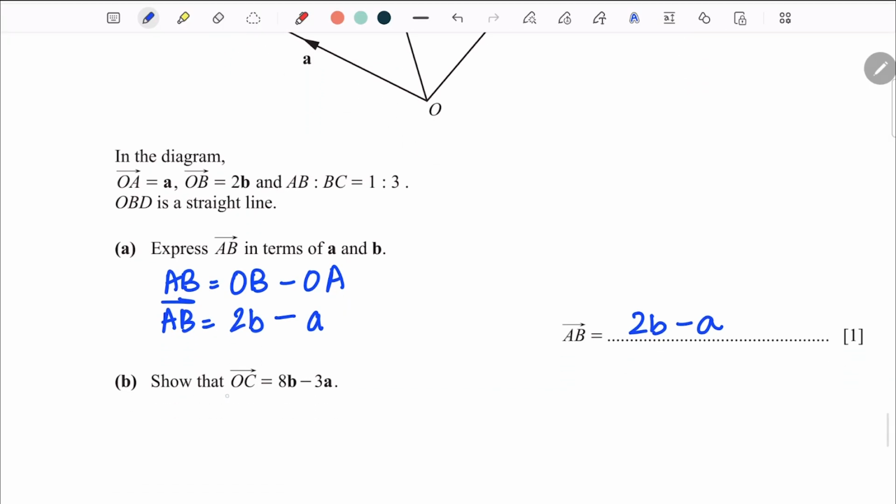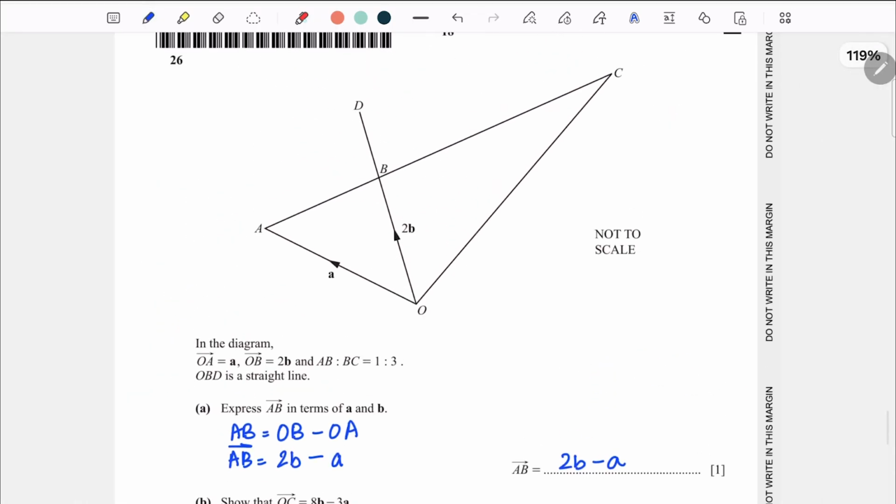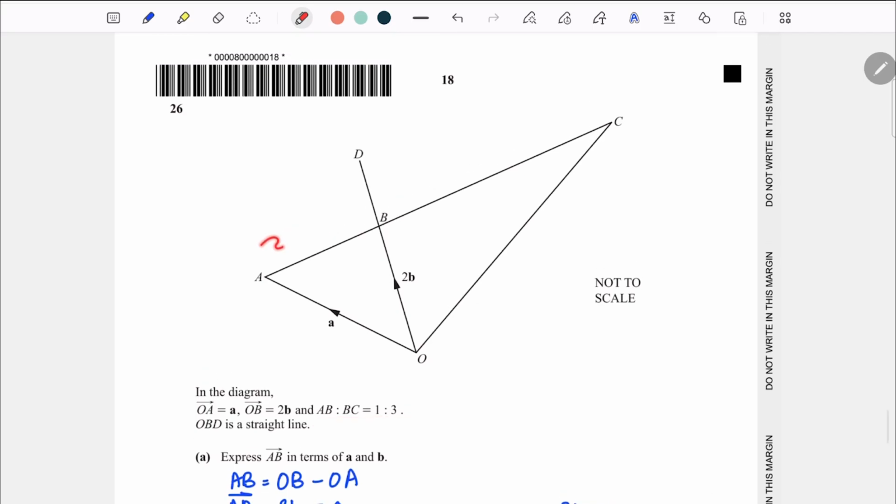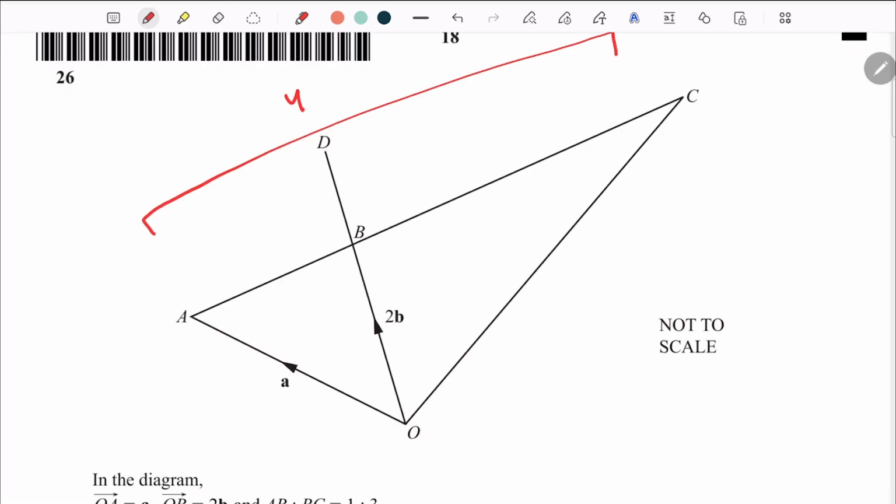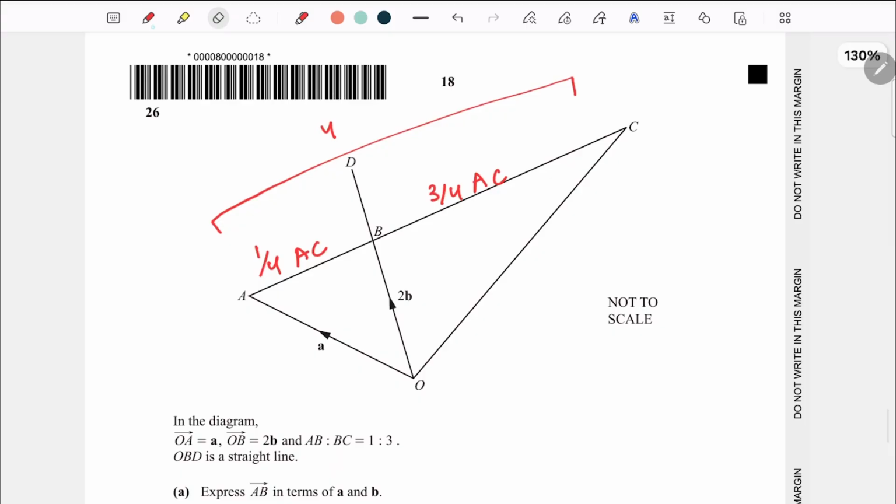Now in part b, we have to show that OC is equal to 8b minus 3a. The question has told us that the ratio AB to BC is 1 to 3. So this whole region AC will be 4. AB will be 1 over 4 AC and BC, this region, will be 3 over 4 AC.